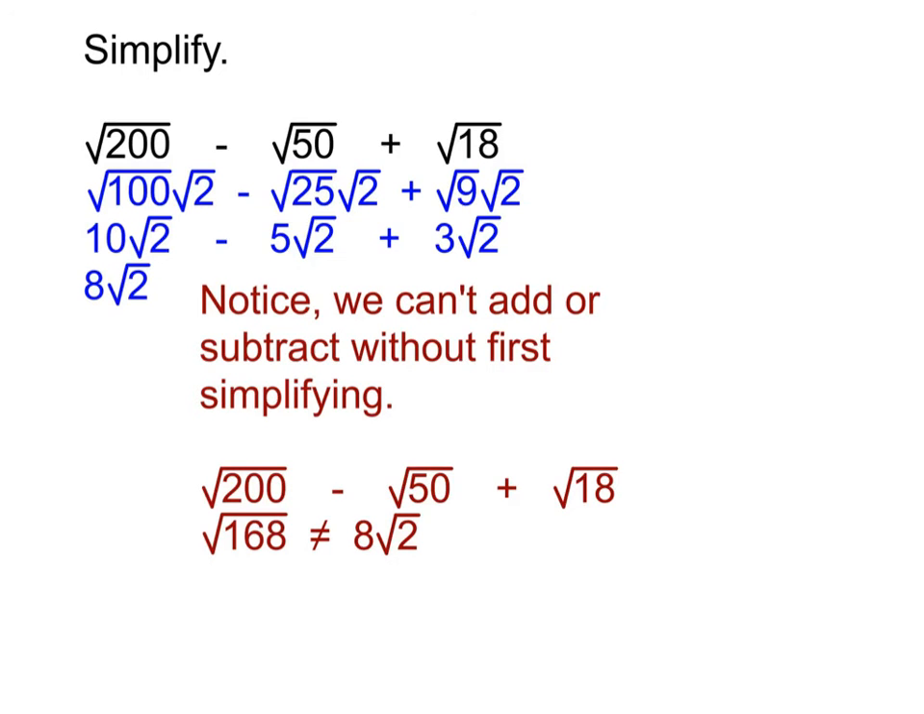Then I want you to notice here that I could not have just started this problem by going ahead and just adding and subtracting the numbers on the inside. If I did 200 minus 50 plus 18, that would give me 168. The square root of 168, if you try to simplify it or even plug it in your calculator, you will find that that does not equal the same thing as 8 root 2. So I just want to make it clear that you actually have to do it this way in order for it to work.